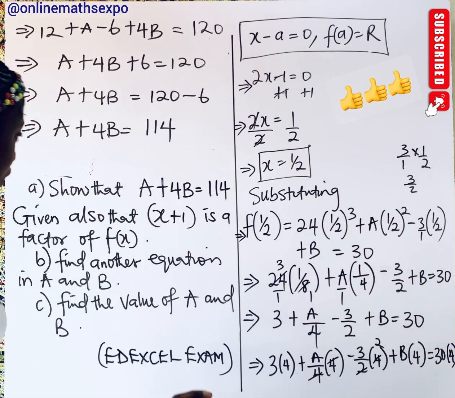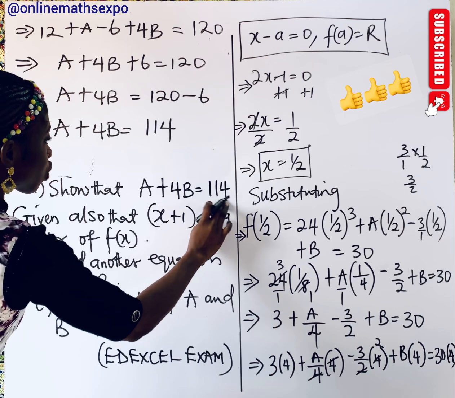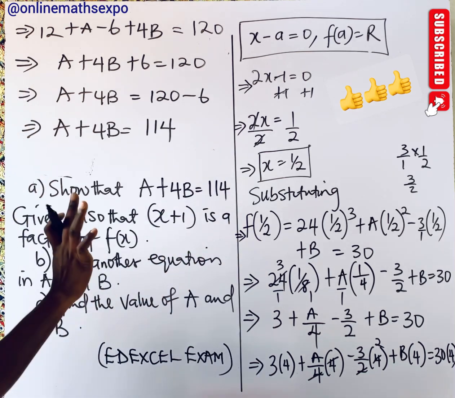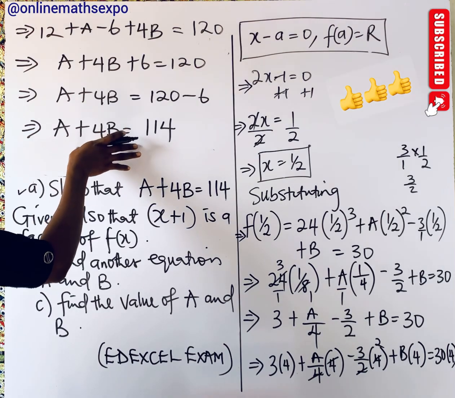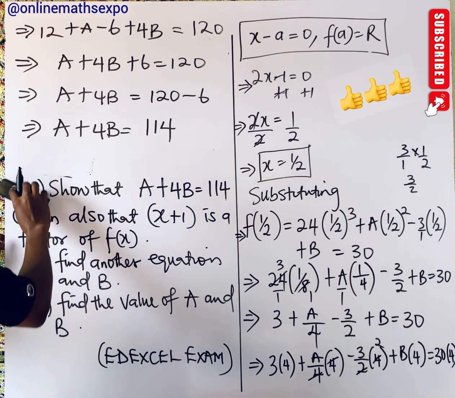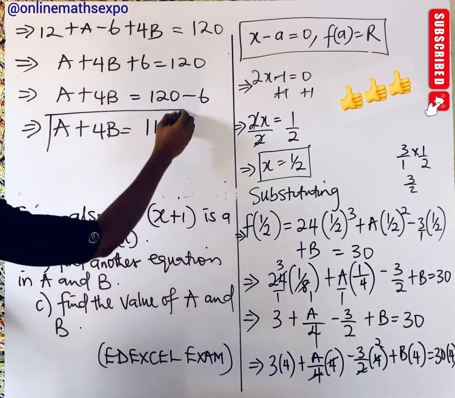And look at what the question says. Show that a plus 4b is equal to 114. We have answered the first question. Okay, so we've been able to show it, and this is what we got. So let's go to the next part of the question. I hope this is making sense to you.